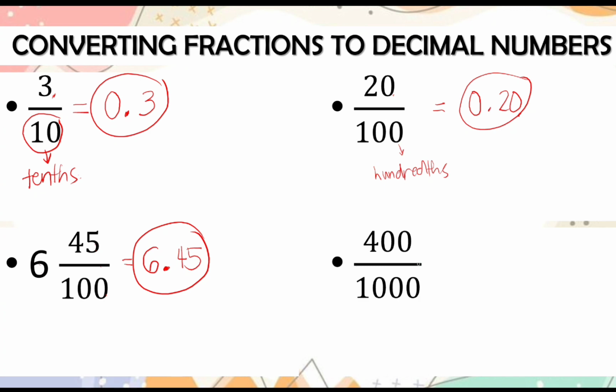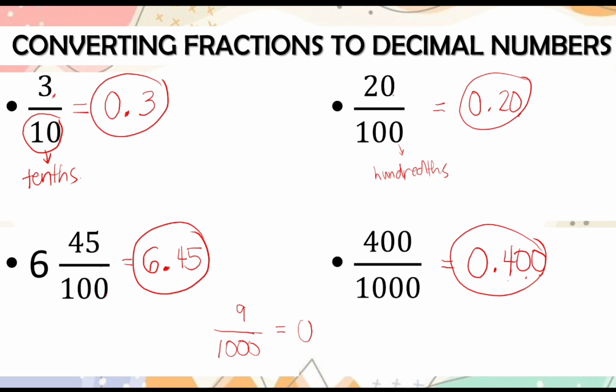Next is 400 over 1,000 or 400 thousandths. So, yan ay sinusulat ng 0.400. The last digit should end at thousands place. So, tens, hundreds, thousands. So, paano naman kapag ganito? 9 over 1,000 or 9 thousandths. So, paano yan isulat? Into decimal number. So, we will have 0 and ones, tens, hundreds, and thousands. So, the numerator should be in thousands place. So, ganito siya isulat in decimal number.